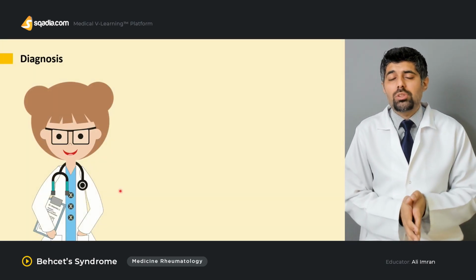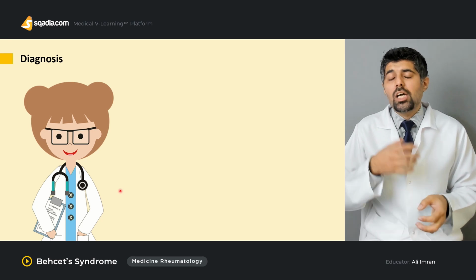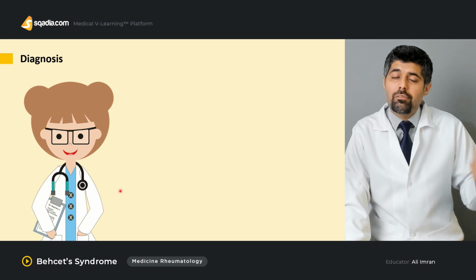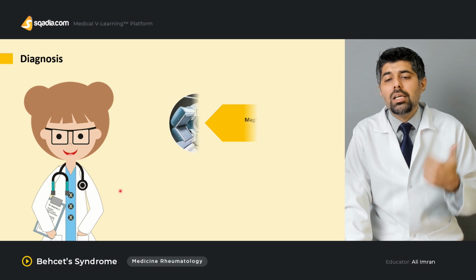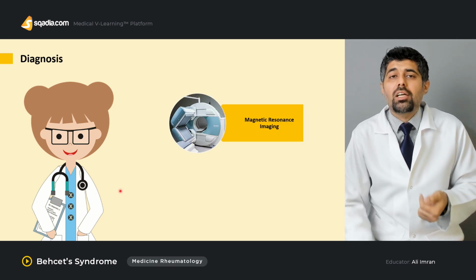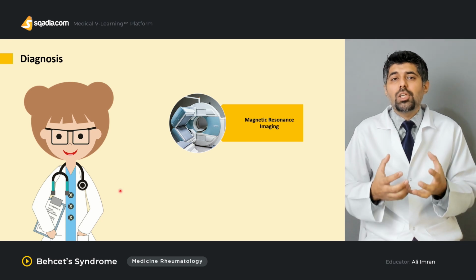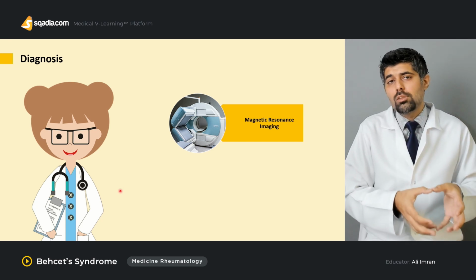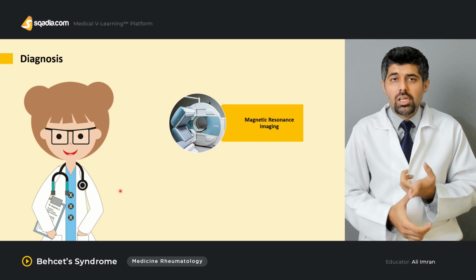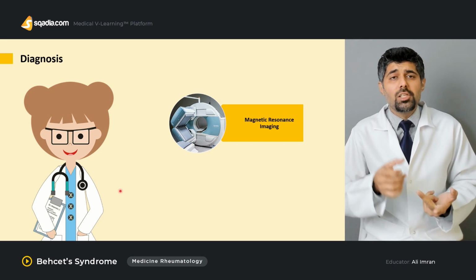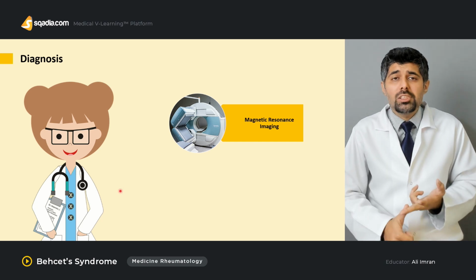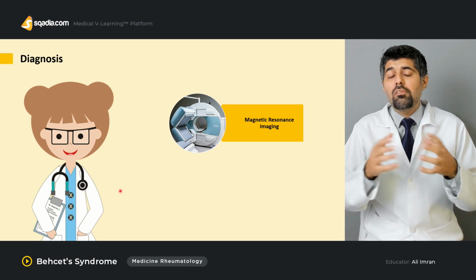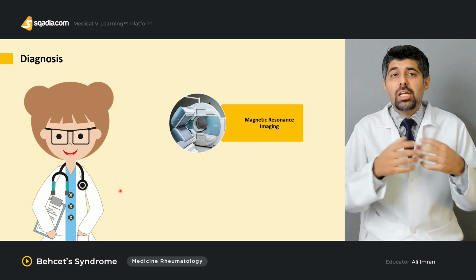Next, we're going to talk about its diagnosis. Now, its diagnosis can be done either by imaging or by physical exam. Through imaging, it can be done through MRI, or magnetic resonance imaging, in which we study the ulceration of the patients in all the areas of its manifestation. Either it's the oral cavity, the genitals, the eyes, the GI tract, wherever the ulceration is, there is an inflammatory process happening, and inflammation is always followed by edema.